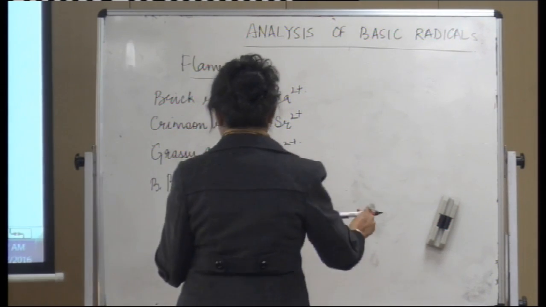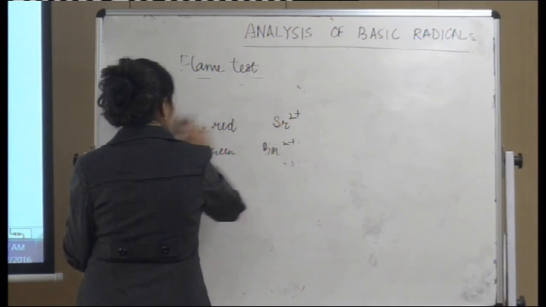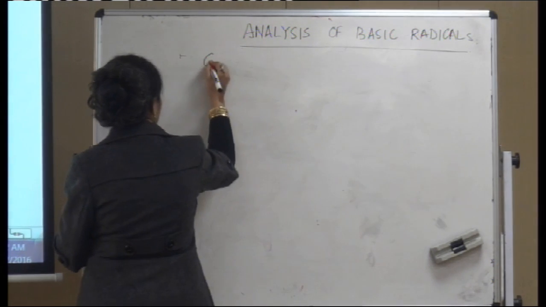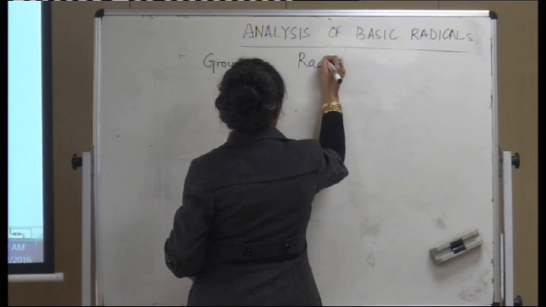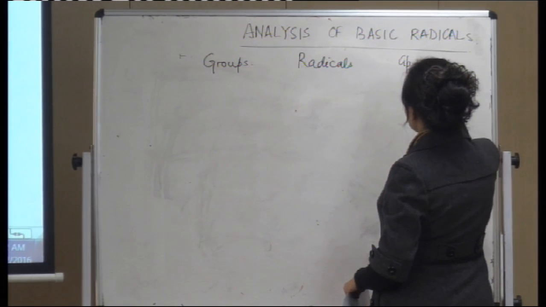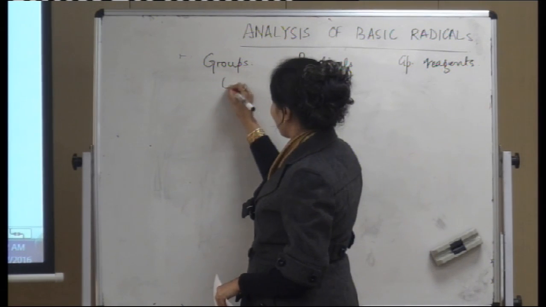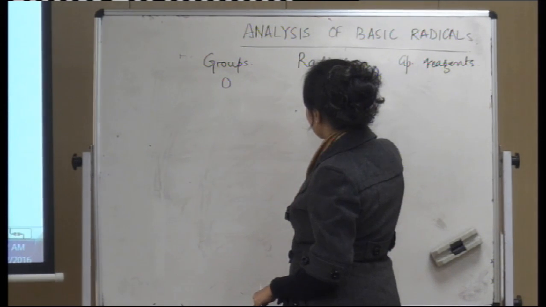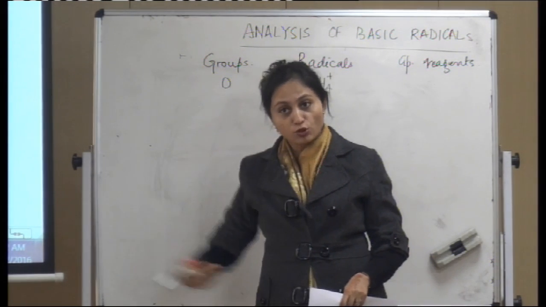So how do you go about doing it? Let us first note down the ions which we can actually get. First of all, make a small table quickly from group 0 to group 6. We can have groups here, the radicals here, and the general reagents, the group reagents here. Now, if I am talking about group 0, then I am talking about NH4+. And just to remind you, group 0 in some of the books is mentioned along with group 6.